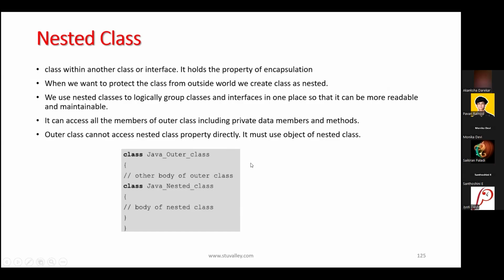We will directly see the example. So the syntax is like this: class, this is known as an outer class. Inside that we are writing one class that is known as a nested class. There is a separate body for that nested class and a separate body for the outer class. You can access the outer class members directly in the nested class, but you cannot access nested class members directly in the outer class. If you want to access them, you need to use an object of the nested class.